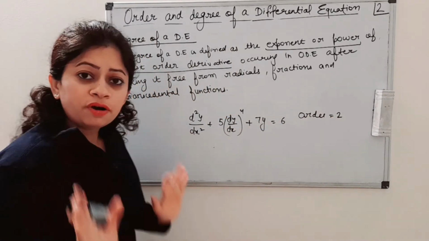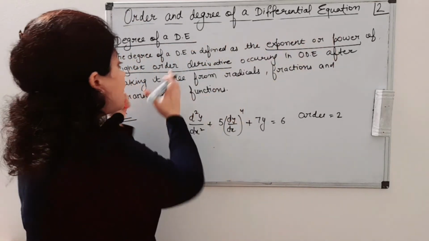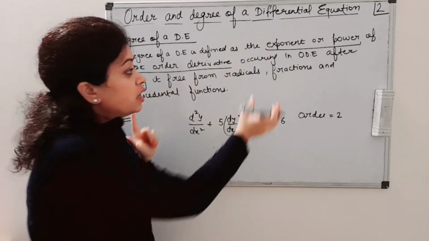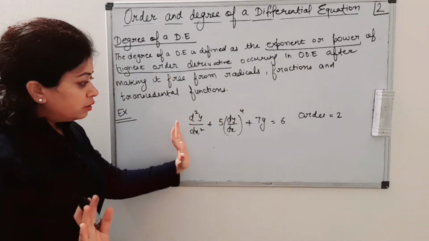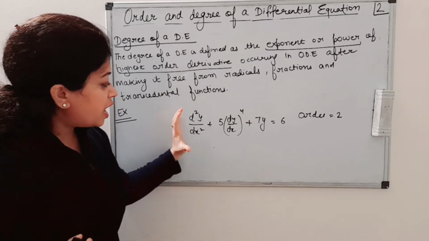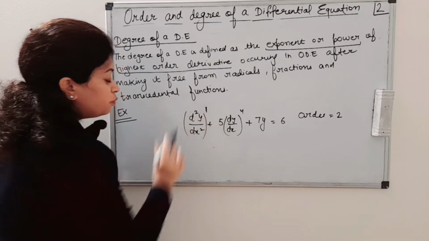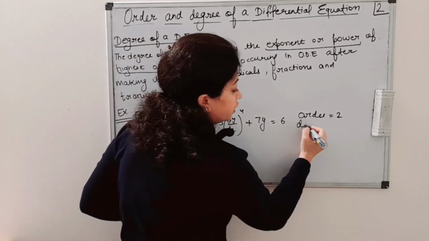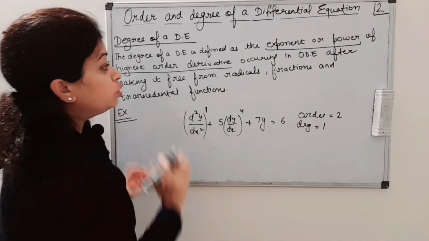But for degree, what do we need to see? We need to see the power of the highest order derivative in an ordinary differential equation. This is clear. We need to see the highest order derivative and what its exponent is. The exponent is 1. So we will say the degree is 1. But provided, what do we need to see?